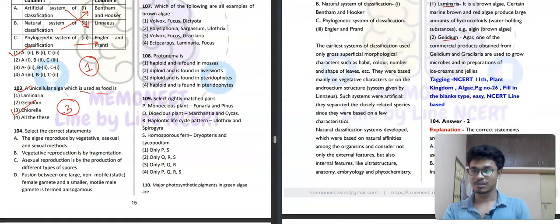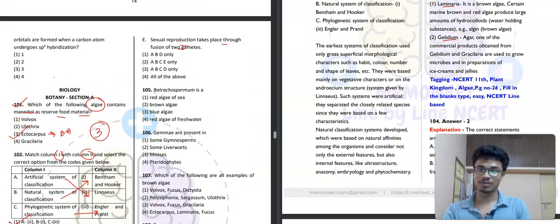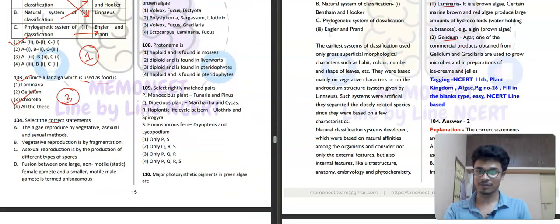Select the correct statement. Algae reproduce by vegetative, asexual and sexual methods. Vegetative reproduction is by fragmentation, asexual reproduction is by the production of different types of spores, and fusion between one large non-motile static female gamete and a smaller motile male gamete is termed anisogamous. And lastly, sexual reproduction takes place through the fusion of two gametes. We need to select the correct statement.